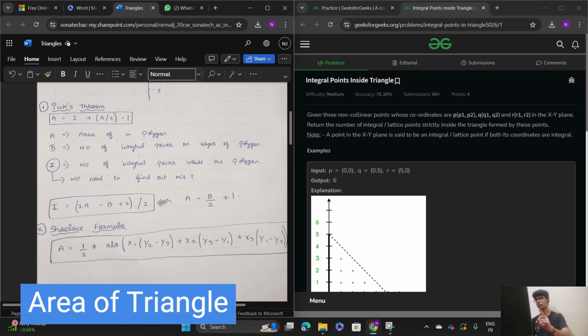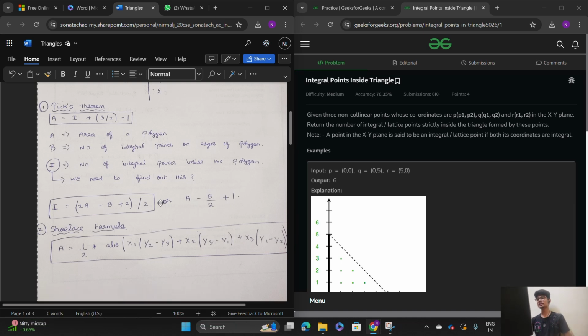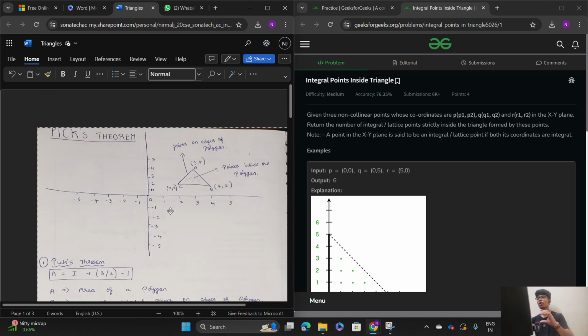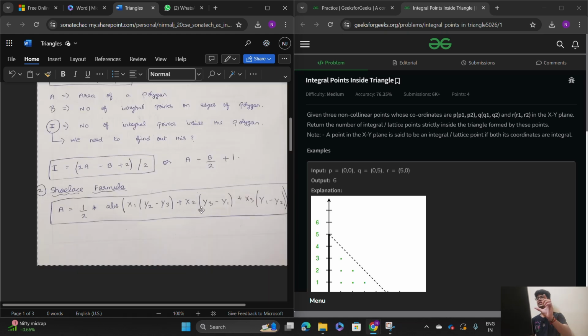But here, most importantly, we are not going to use base into height. They are in terms of coordinate points A, B, and C. For these coordinate points, we need to use the shoelace formula. What does it mean? Shoelace formula.